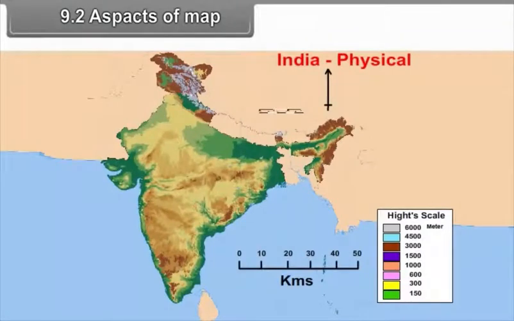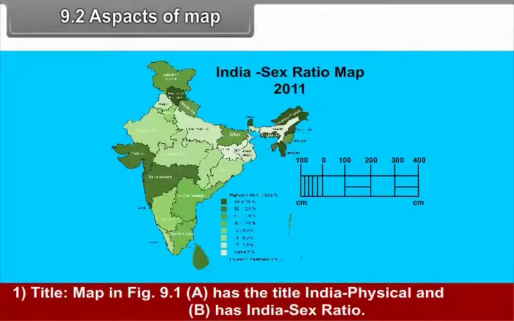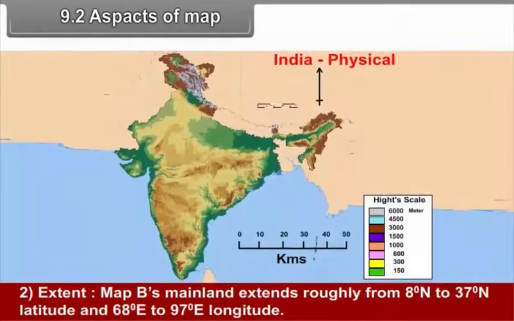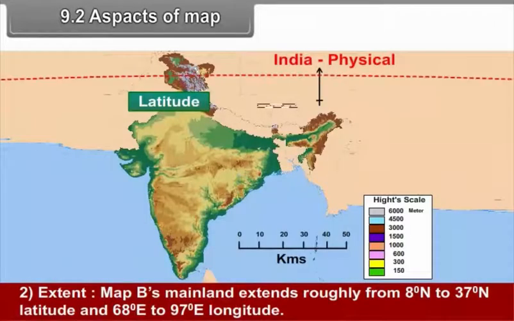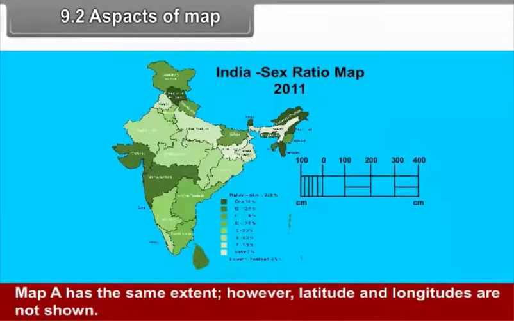9.2 Aspects of Map. 1. Title. Map in Figure 9.1, A, has the title India Physical and B has India Sex Ratio. 2. Extent. Map B's mainland extends roughly from 8 degrees north to 37 degrees latitude and 68 degrees east to 97 degrees east longitude. Map A has the same extent. However, latitudes and longitudes are not shown.